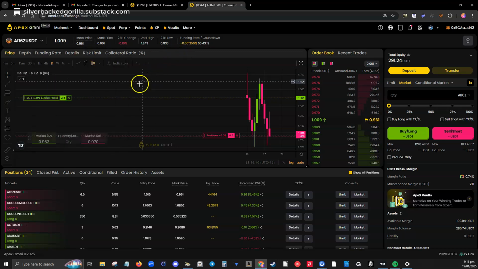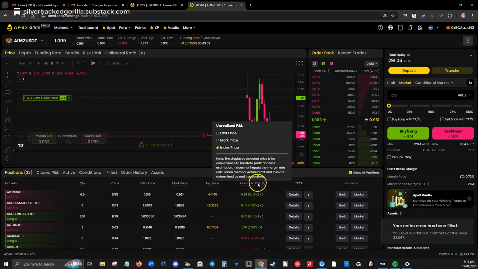ApeX Pro and ApeX Omni are done by Bybit, so they're the decentralized DEX version, with a derivatives market and spot market. They actually do have their own liquidity there, which is very nice. The execution on the perps is great, and that's why I'm using it.